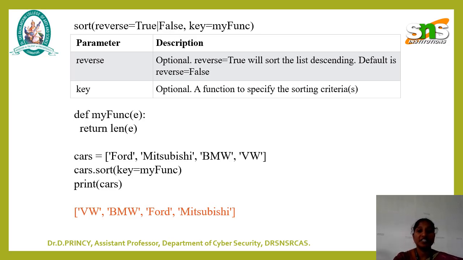Key equals my function. It takes the specific value based on which the elements can be sorted. In our example, it is sorted based on the length. So my function returns the length. In our elements, Ford has four characters. Mitsubishi has a high length. BMW has 3 characters. VW has 2 characters. So I'm using the length to sort the values. The resultant array is VW, BMW, Ford, Mitsubishi.